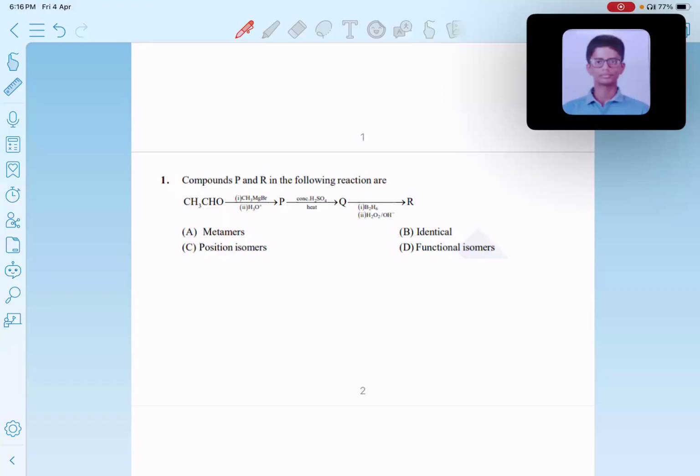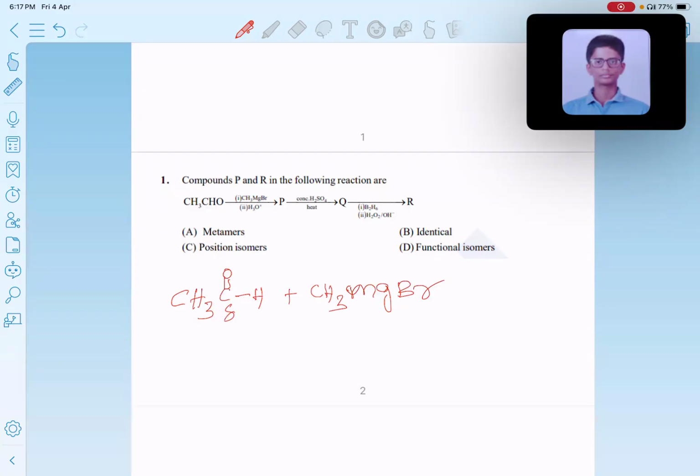In the sequence of the reaction, the main reactant is the aldehyde, acetaldehyde. Acetaldehyde is treated with methyl magnesium bromide. It's a Grignard reagent, which undergoes nucleophilic addition reactions with acetaldehyde.